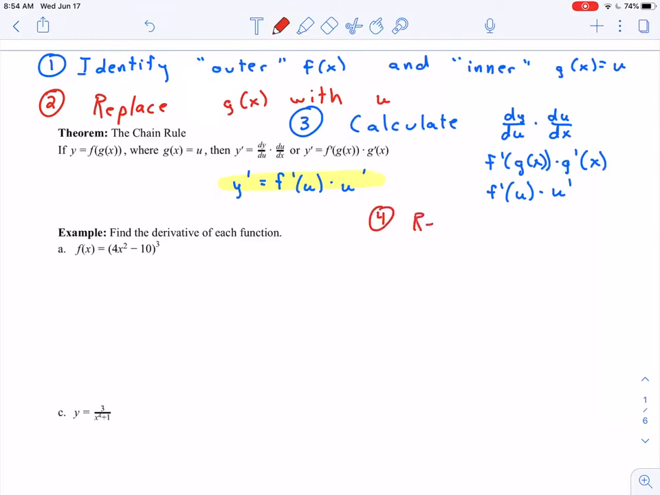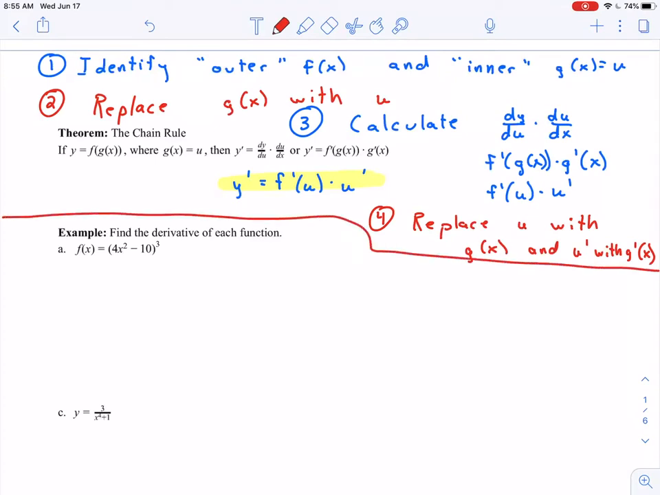I'm going to replace u with g of x and u prime with g prime of x. So I think these 4 steps will really help us to use this general chain rule. And again, I'm really just hoping to use this general chain rule to see if we can establish a more concrete formula for a more specific example, which we'll hopefully get to at the end of this video.